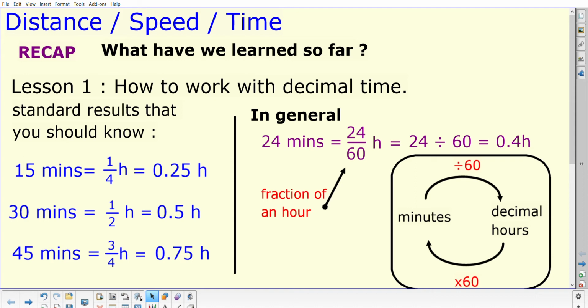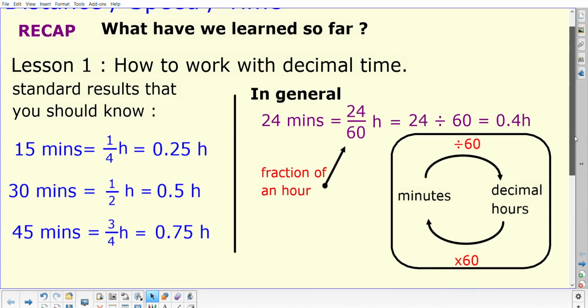So, very beginning of this topic, we had a look at how we work with decimal time. Time and decimals don't work very easily together because the decimal system is based on lots of tens, hundreds, thousands, whereas the time system between seconds, minutes, hours is all about 60 seconds in a minute, 60 minutes in an hour. Then it gets different after that, 24 hours in a day, and so on. So not easy to work with, so we need a few rules to help us with that.